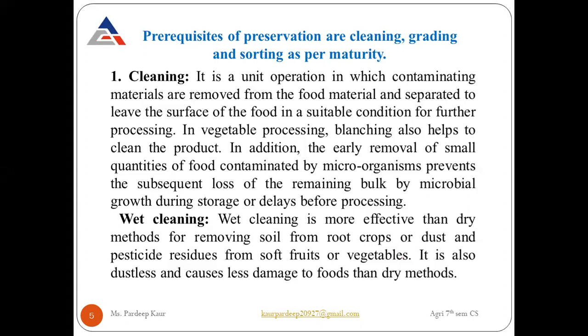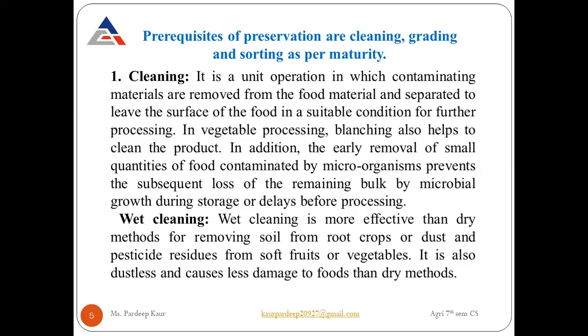So first is cleaning. It is a unit operation in which contaminating material is removed from the food material and separated to leave the surface of the food in a suitable condition for further processing. From the word cleaning, we can understand that it is to clean the food or vegetable and to remove unwanted and undesirable material from the fruits and vegetables. That material may be soil, dust, or different kinds of insecticides and pesticides lying on the upper layer of the fruits and vegetables. So cleaning is a unit operation that removes the contaminating material from the food material and also leaves the cleaned fruits and vegetables in a suitable condition for further processing.